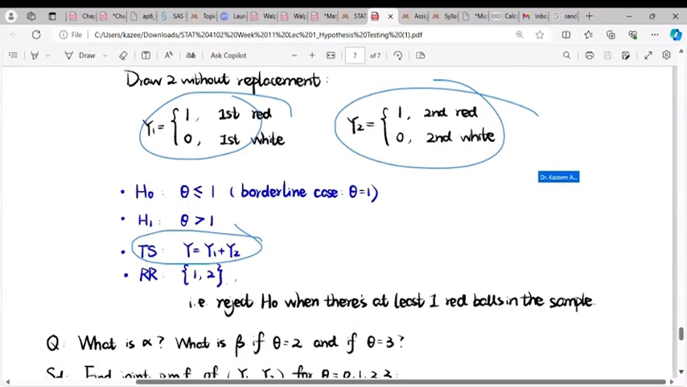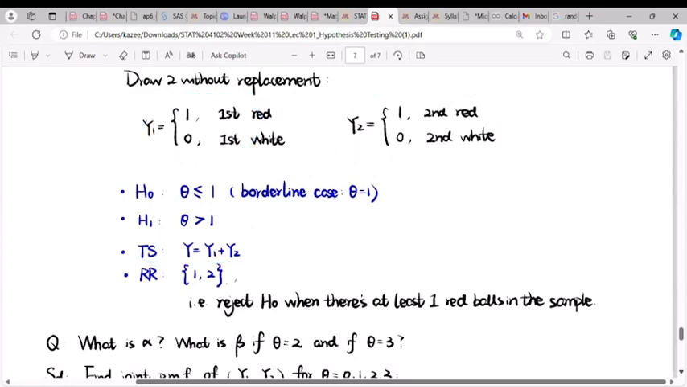Don't forget, we've labeled red to be 1 because red is of interest. We've labeled white to be 0. This is a binary random variable. And in this case, the rejection region is going to be 1, 2.